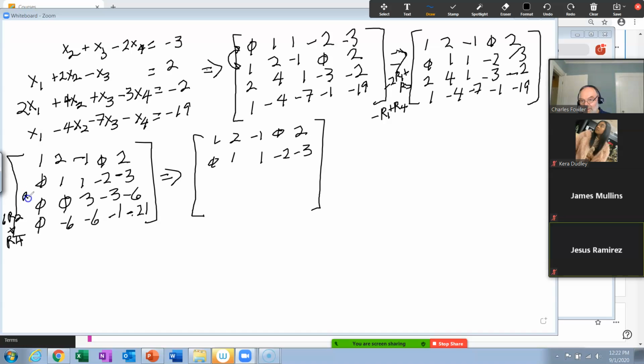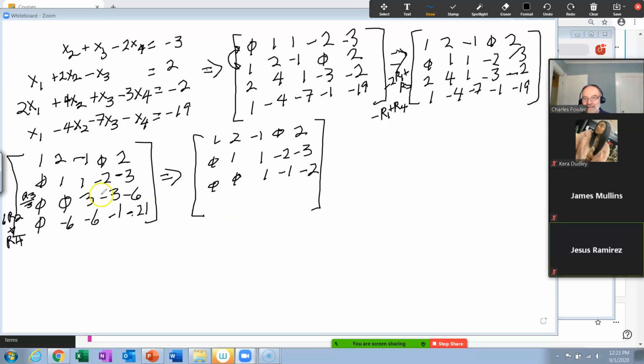Row 3 divided by 3, because that'll give us a leading 1 there. 0 divided by 3 is 0. 0 divided by 3 is 0. 3 divided by 3 is 1. Minus 3 divided by 3 is minus 1. And minus 6 divided by 3 is minus 2. So I went on and did that just because I was looking. I didn't want to write it twice.